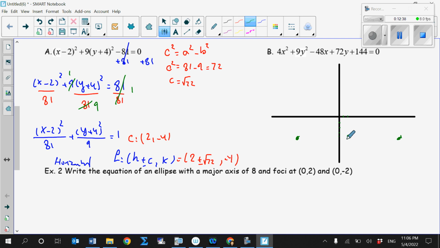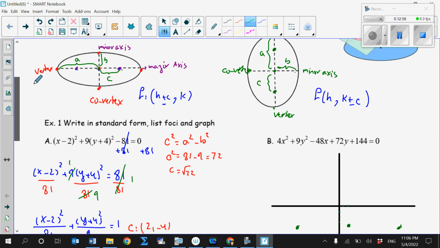And the y value is, of course, the same as the y of the center. So we found the focus points. Now, what are the two vertex points? Because we need the vertex points, which are the leftmost and the rightmost points of this ellipse. How do we find them? Let's go back here. The vertex is the center minus a and plus a.